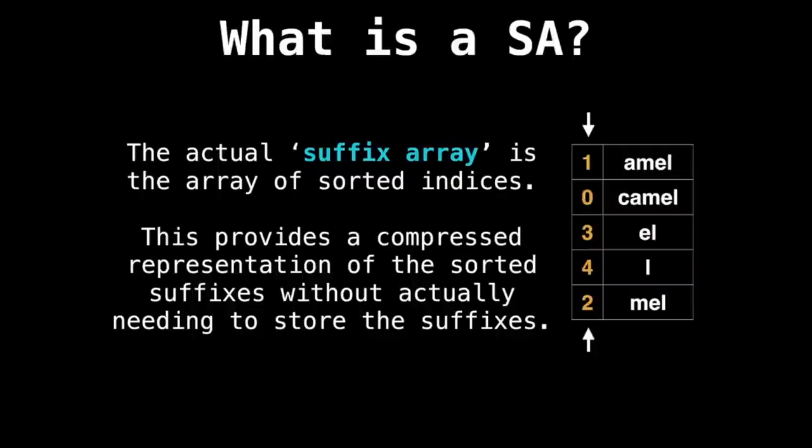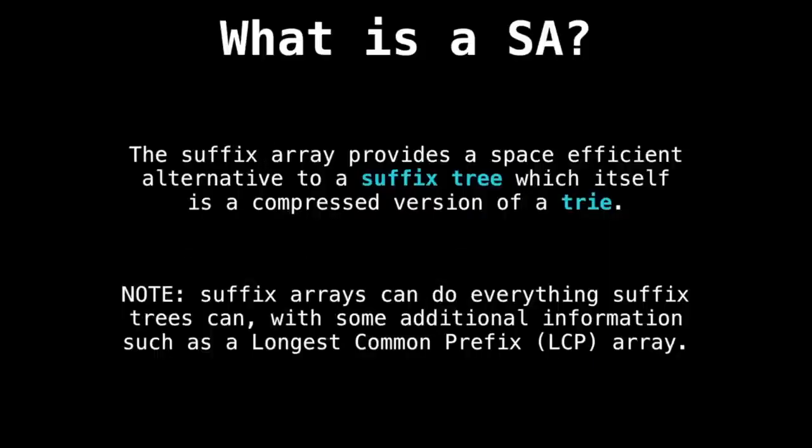We do not need to actually store the suffixes themselves if we know where the suffix begins in the original string. This is an ingenious idea, and it provides us with a compressed representation of the sorted suffixes without actually needing to physically store the suffixes themselves. All we need is the original string and the array of associated indices. In summary, a suffix array is an array of indices which store the sorted suffixes of a string.